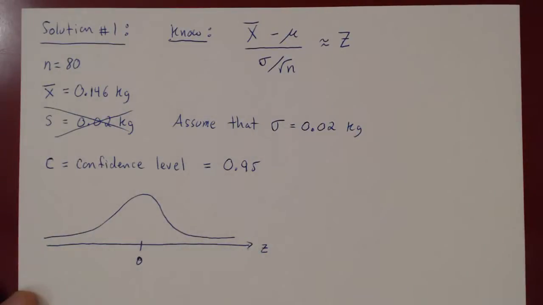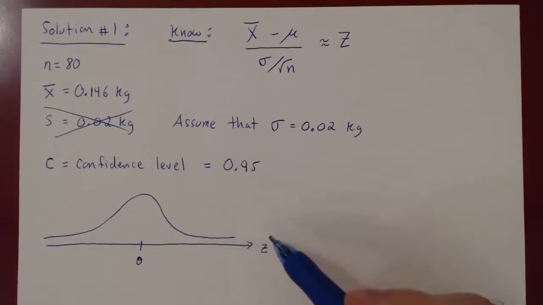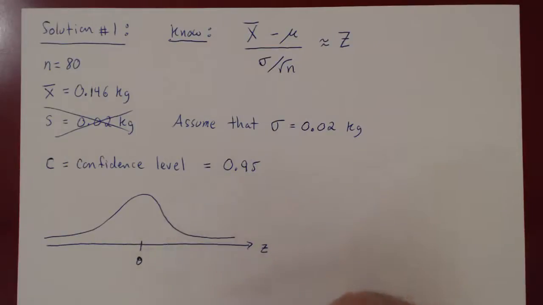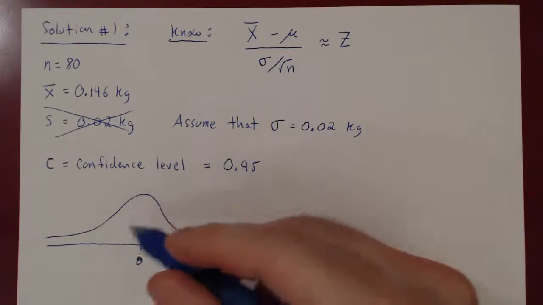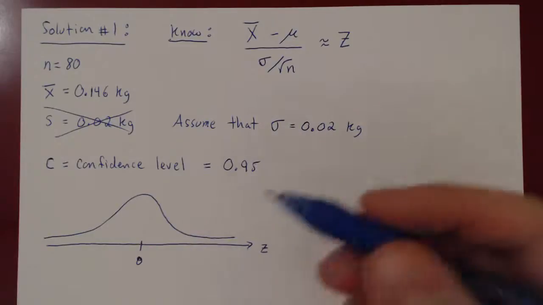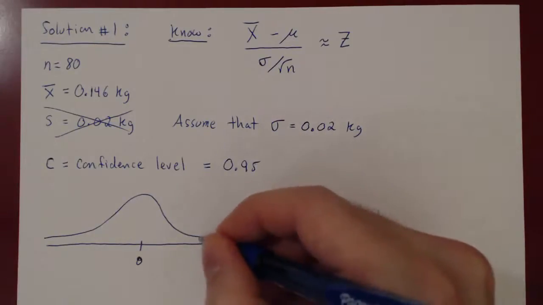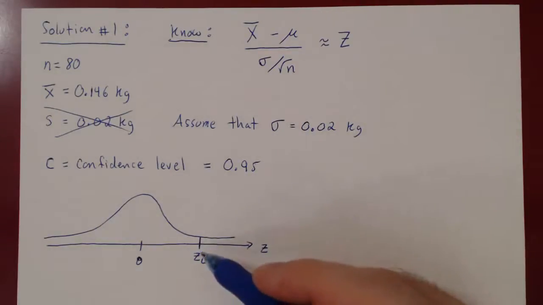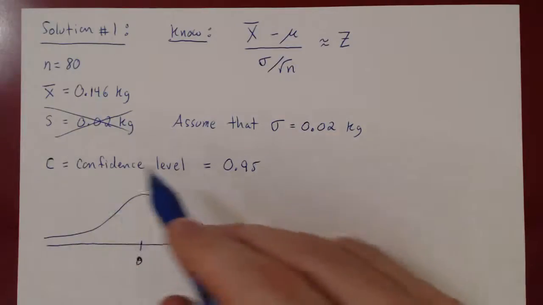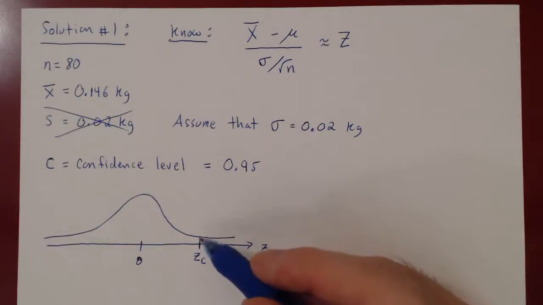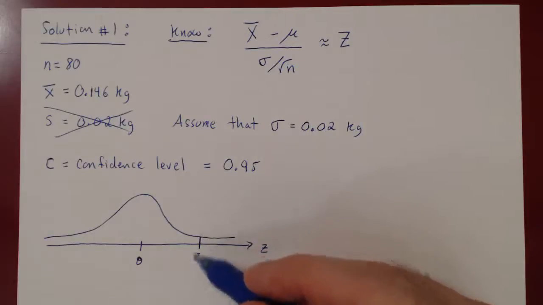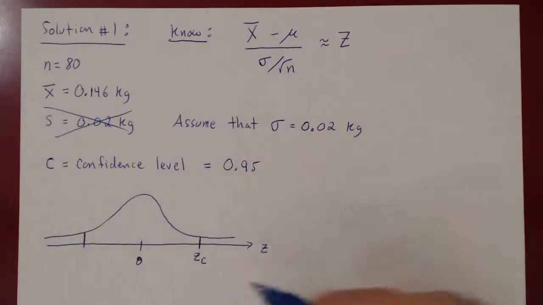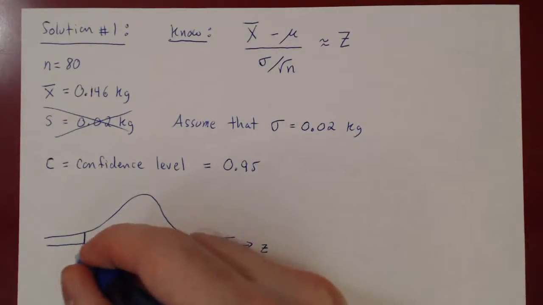And now the idea is, well, how do we use this confidence level? Well, the idea is we build a symmetric interval about 0, where the area inside the interval is 0.95. And we label the endpoints in the following fashion. We write little z c, because this value of z will depend on our confidence level. And we have a symmetric interval about 0, so the right endpoint is zc. Therefore, the left endpoint, sorry, is the negative, so negative zc.